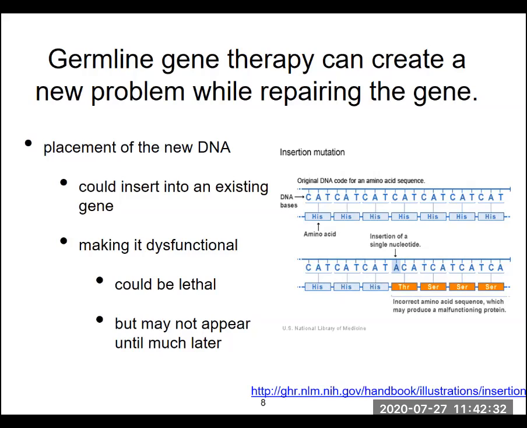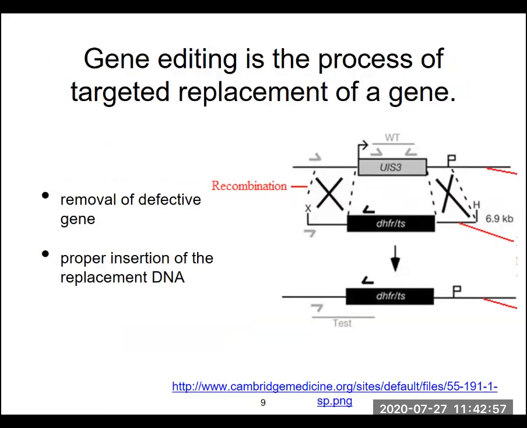We could cause it to become a lethal genetic disorder, in which case the zygote, or the fertilized egg, the embryo won't develop. Or it could be something that doesn't appear until much later on, potentially in adulthood. And so, even though we may be fixing something, we could be causing a new problem that we're not sure of for a long time after we do this process.